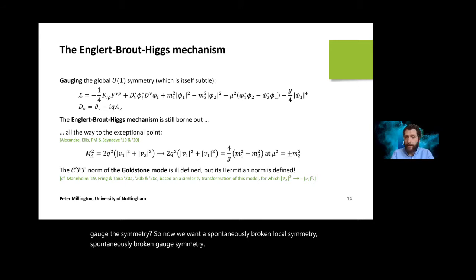Well, the first thing is that gauging the symmetry now is subtle. The reason for this is because we know that the conserved current corresponds to a transformation that doesn't leave the Lagrangian invariant. So if I were to follow the usual minimal coupling prescription to couple my gauge field to the scalar field, then that would tell me that I should couple to the conserved current. But if I couple to the conserved current, then the non-Hermitian mass term, this term that goes like mu squared, is not gauge invariant, and that's a problem.